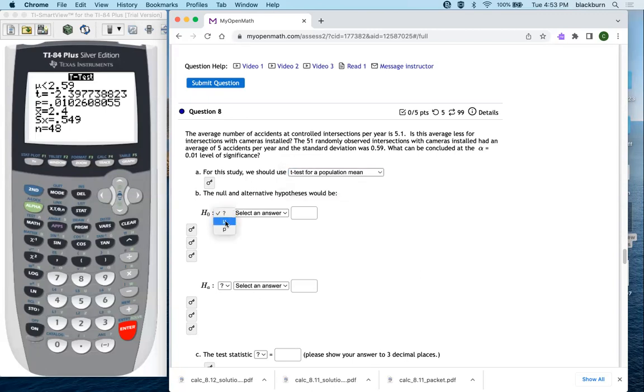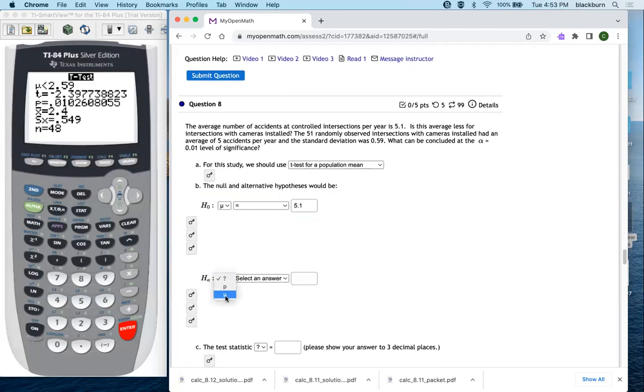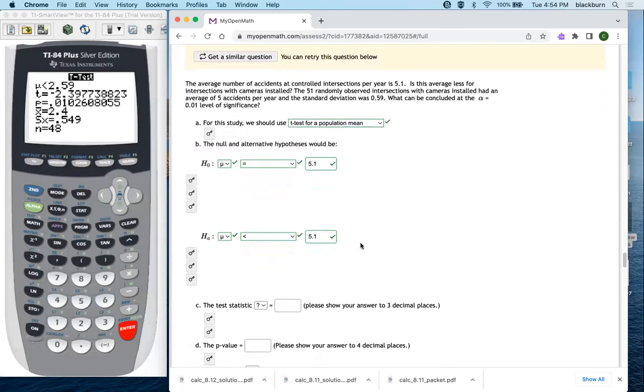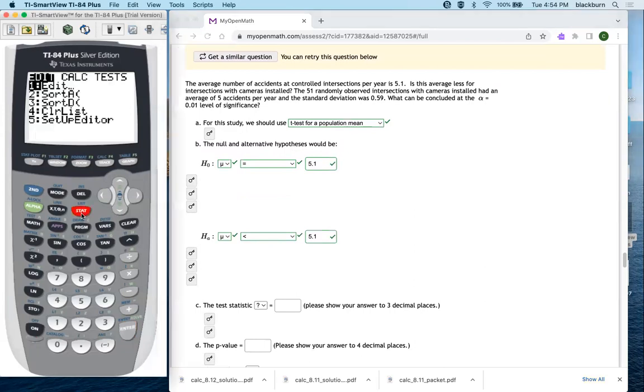Our null hypothesis, mu equals 5.1. And they want to know, is the average less for intersections with cameras installed? So mu is less than 5.1. Okay, got all those. Now I go to my calculator and I input all that stuff. So stat, test, t-test, and then we want to input the stats.